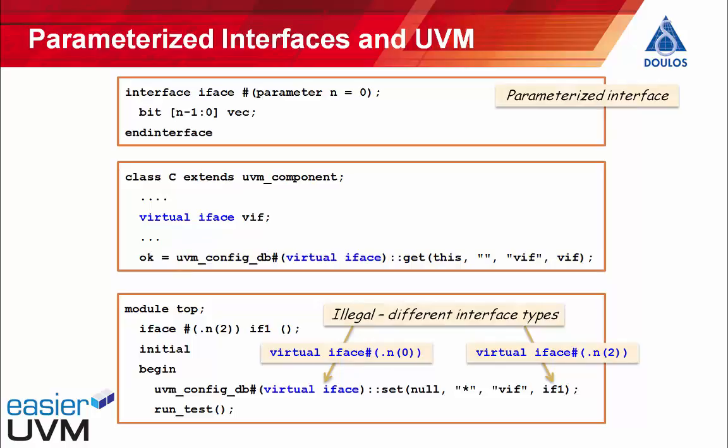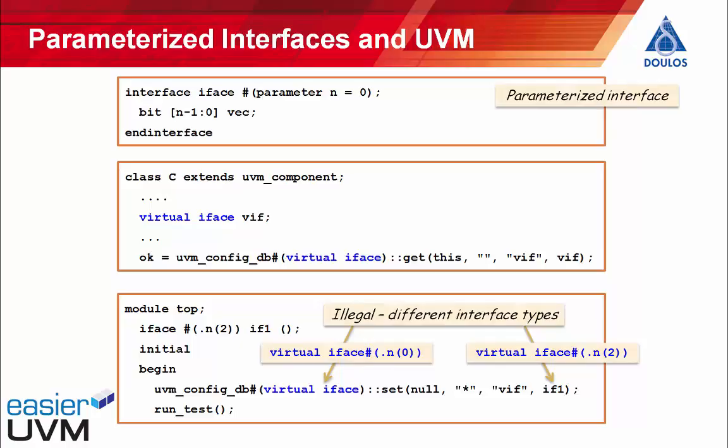Well, so far so good, but it all breaks down when we try and actually set the virtual interface into the configuration database. And the reason for that is in SystemVerilog, whenever you instantiate an interface, in effect you create a new data type. Now, interface instances and virtual interfaces are not literally data types in SystemVerilog, but in effect they behave as data types. So if you want a virtual interface to refer to a distinct parameterization of a SystemVerilog interface, effectively you need a virtual interface of a different data type.